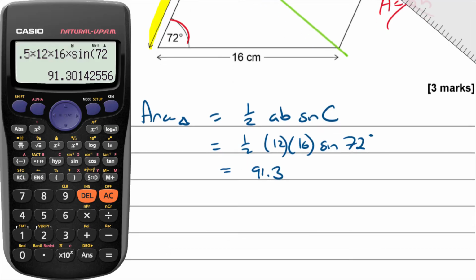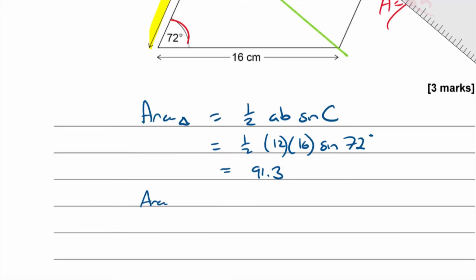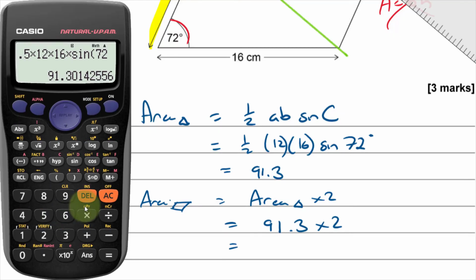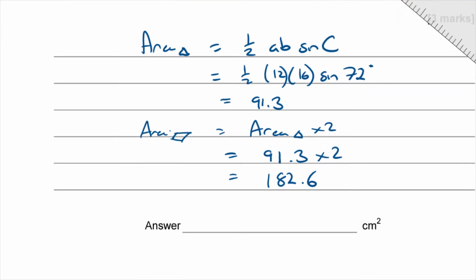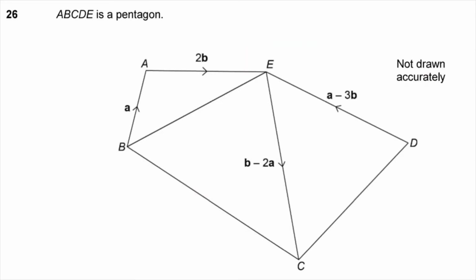91.3. But then my area of the parallelogram is going to be my area of the triangle times 2, which is 91.3 times 2. So let's just double that up. Times 2 is 182.6. So that's my answer, 182.6 centimeters squared.